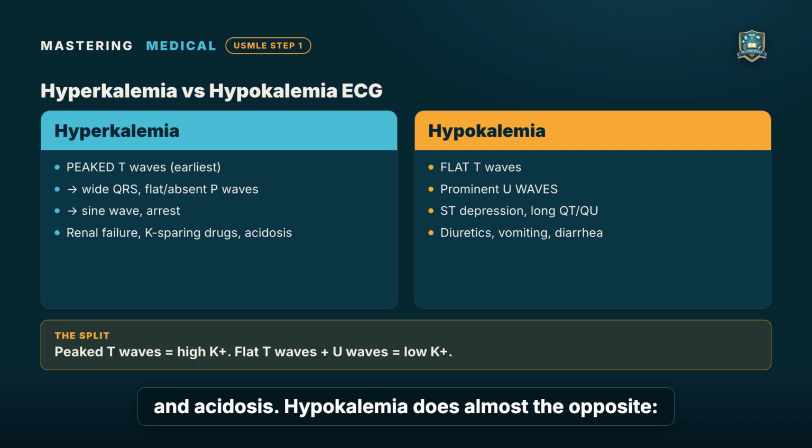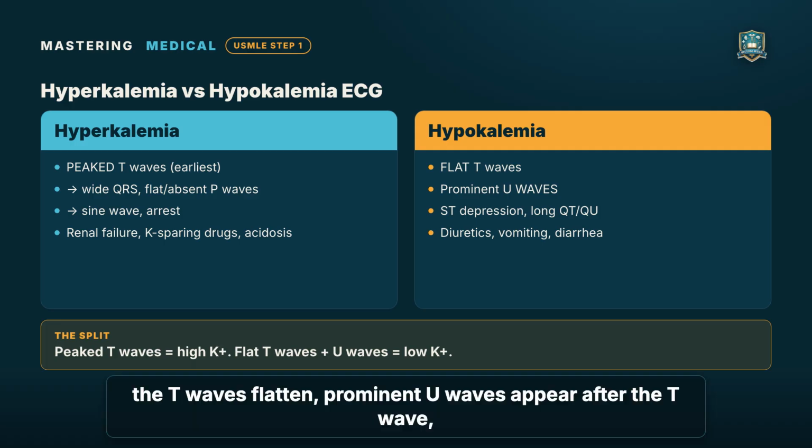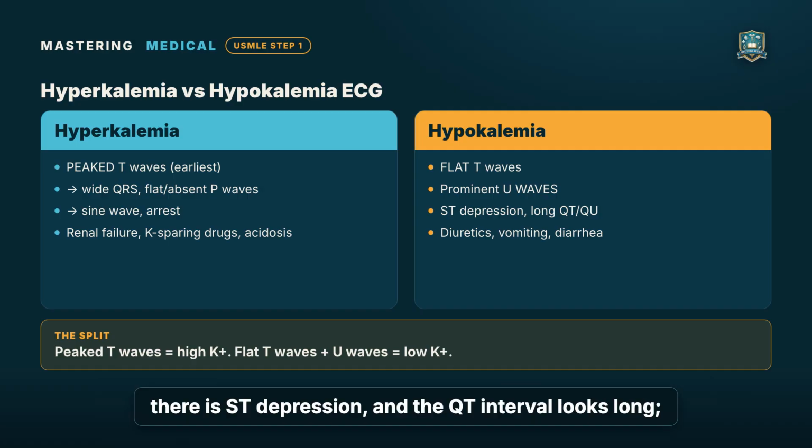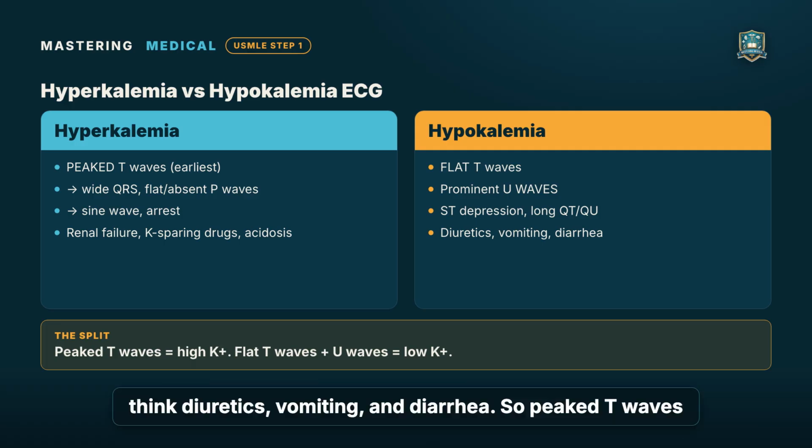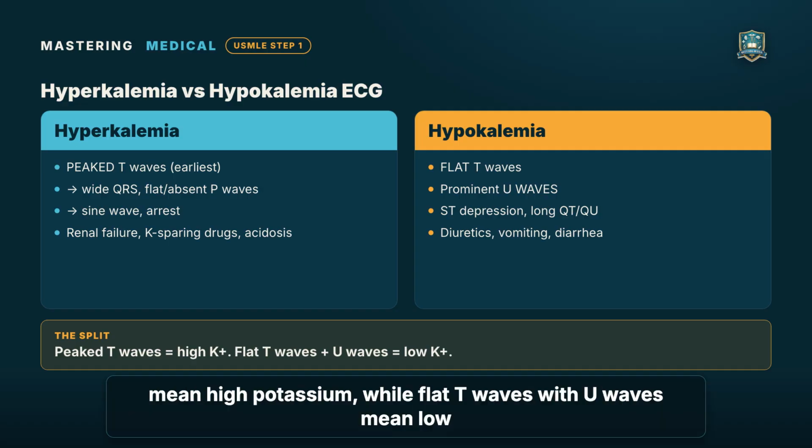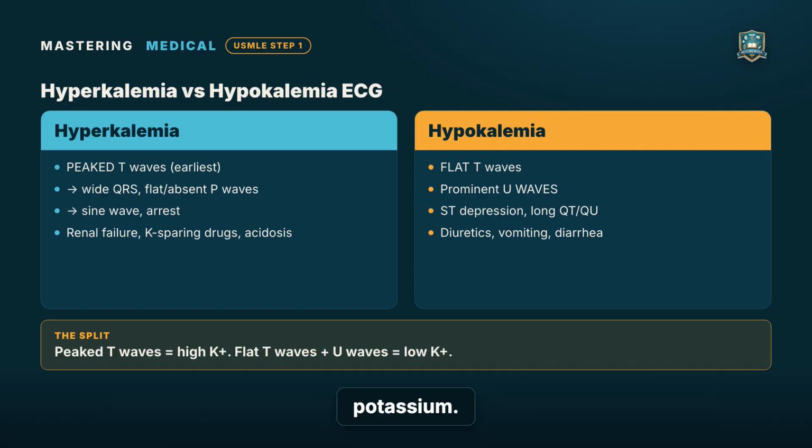Hypokalemia does almost the opposite. The T waves flatten, prominent U waves appear after the T wave, there is ST depression, and the QT interval looks long. Think diuretics, vomiting, and diarrhea. So peaked T waves mean high potassium, while flat T waves with U waves mean low potassium.